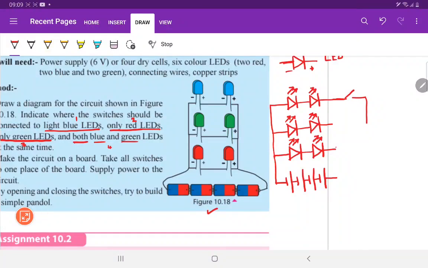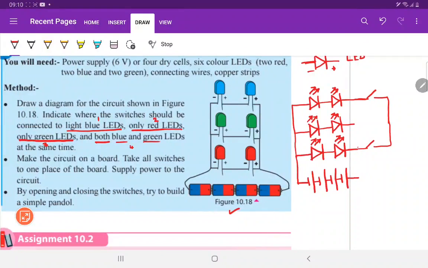And if you light up the red LEDs, you have to keep the switch here. And if you want to light up the green LEDs, you have to connect the switch here. If you want to light up the blue and the green LEDs together, both should be closed, and this one will be open. Now this is how you have to connect.